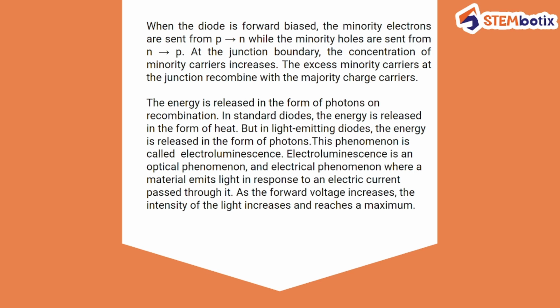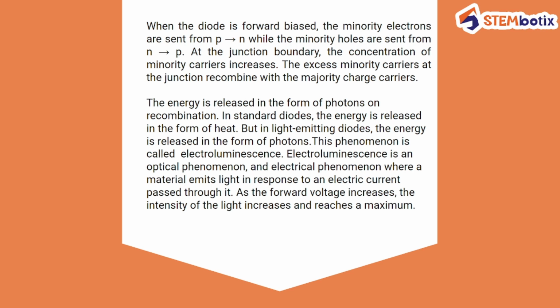In standard diodes, the energy is released in the form of heat. But in a light emitting diode, there is less production of heat, but high production of photons. This phenomenon is called electroluminescence. Electroluminescence is an optical and electrical phenomenon where a material emits light in response to an electric current passed through it. So whenever there is a flow of current, this kind of material will emit light.